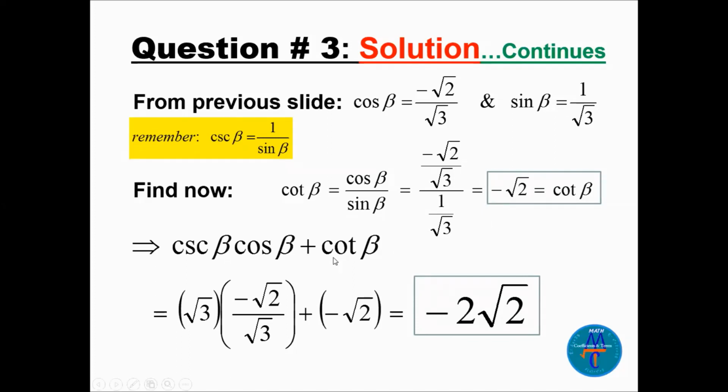Now we come to the question. This is what is required. Cosecant of beta, the reciprocal of sine. Cosine of beta is there, minus square root of 2 over square root of 3. Cotan is minus square root of 2. You cancel here the square root of 3. After you cancel, you get two numbers, the same number, minus square root of 2 minus square root of 2. It will be minus 2 square root of 2, the final answer. I hope you enjoyed this question.